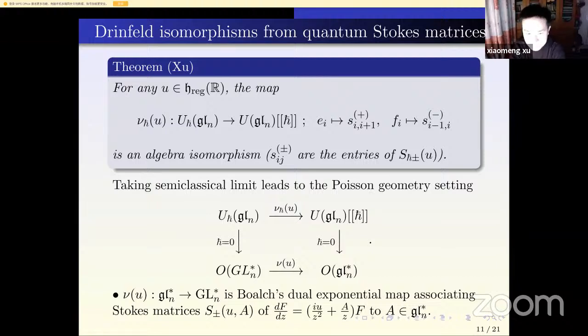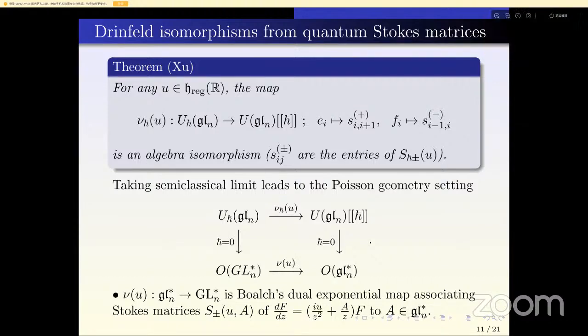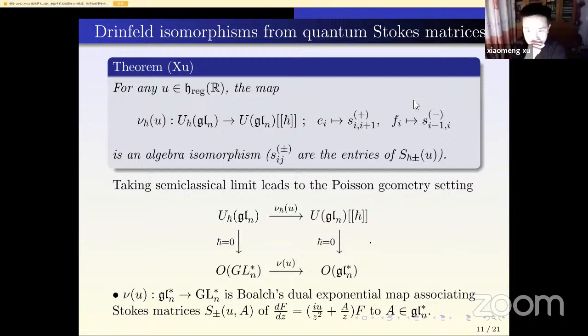So any questions on this theorem and its relation with Boalch's theorem? I'm sorry, mm-hmm. A similar theorem appeared in the works of Andrea Appel and Sachin Gautam. Do you know the relation? Yeah, I'm gonna give a relation in the second part. Okay, great.